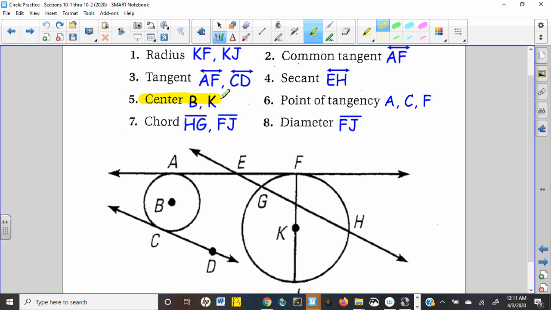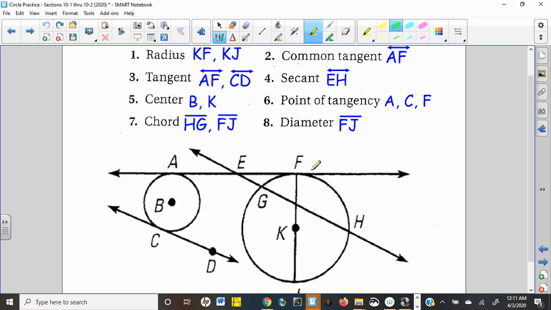Centers of circles are points. Points of tangency are single points. Points are just points. You name them with a single letter. Make sure it's a capital letter, and you're good to go. Chords, once again, are line segments. They're defined as line segments that have both endpoints on a circle. So segment HG would be a chord. JF or FJ would be a chord.